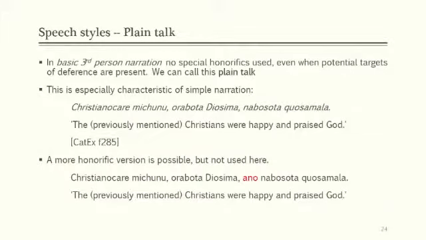We can say basically then that there are two kinds of speech styles in Timucua. We could say there's something like basic third-person narration where there are no special honorifics used, even when potential targets of deference are present. And we can call this plain talk. That's especially characteristic of simple narration. So here's an example. The previously mentioned Christians were happy and praised God. It would have been possible to use some honorifics in here to praise God, but not every potential case of honor is actually signaled linguistically by honor.